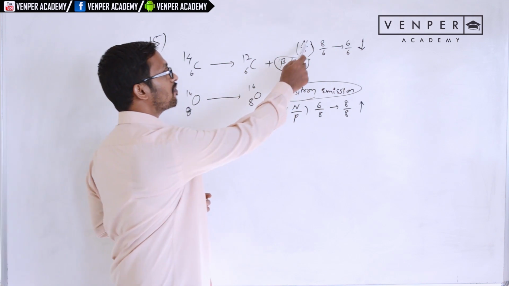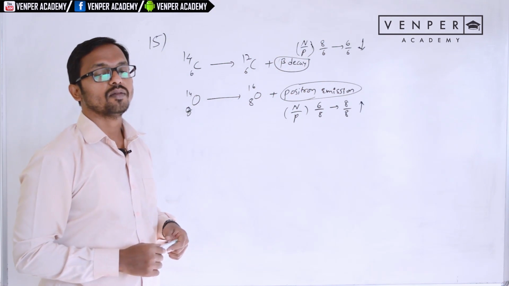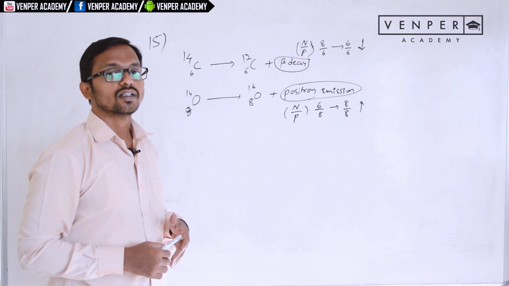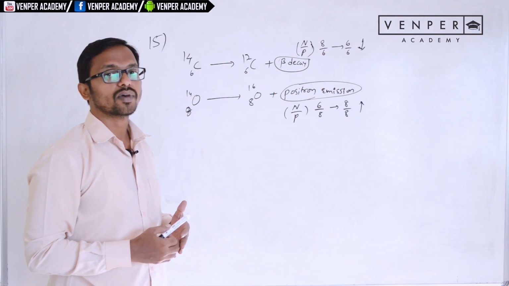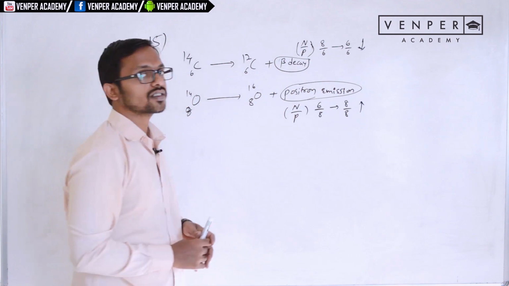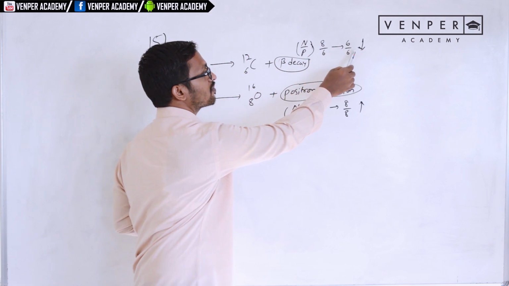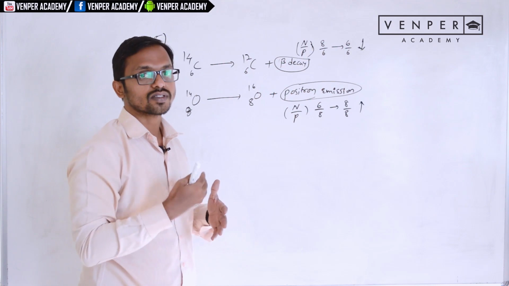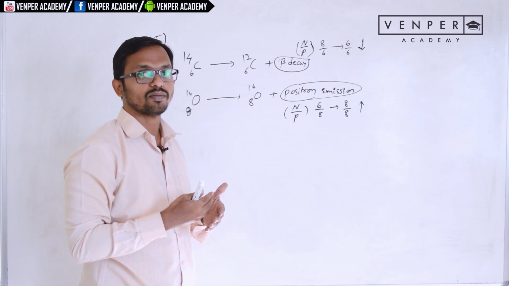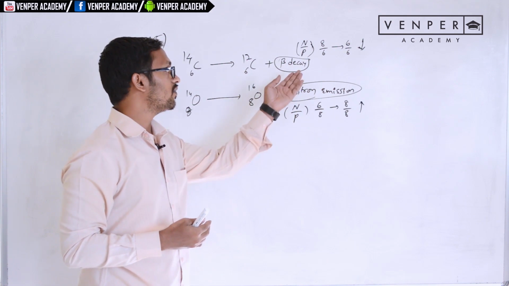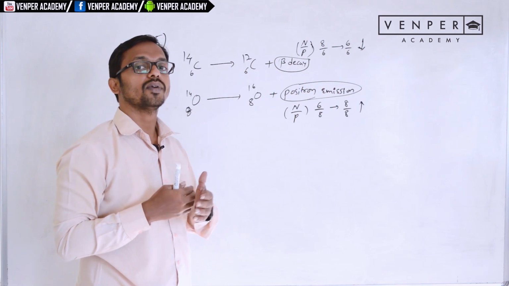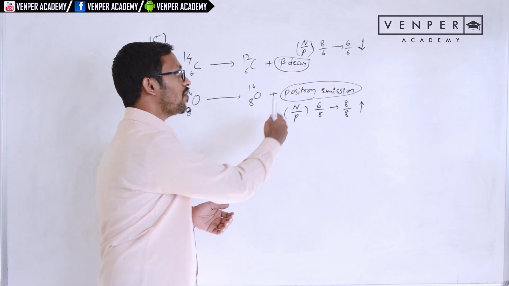Let's see the N by P value. That means N is the number of neutrons and P is the number of protons. When we take the number of neutrons by the number of protons for this change, here we are getting 8 by 6 and 6 by 6. That means the N by P value is decreasing. When the N by P value decreases, then we will get beta decay. If the N by P value increases, we will get positron emission.